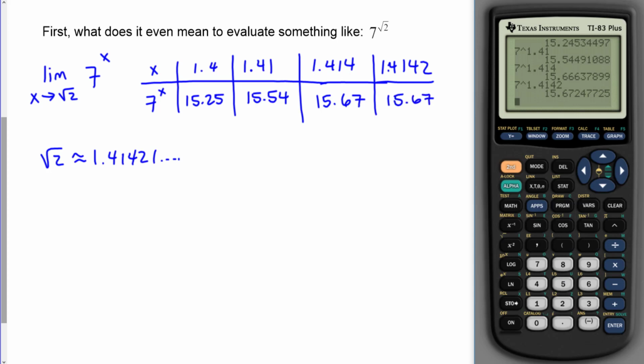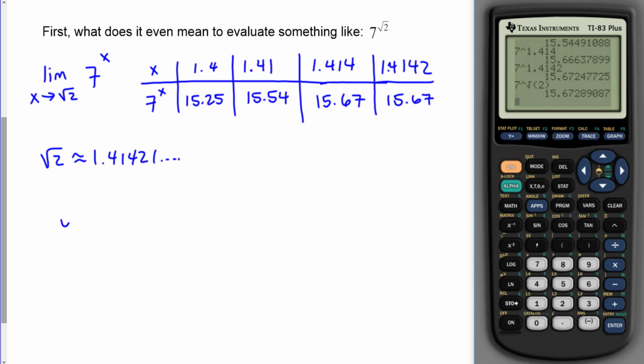Okay, now the original answer we had, 7 raised to the square root of 2, was 15.6728. So we are on the right track here. We're getting closer and closer to this value. But how do we know it's that correct value? How is the calculator coming up with it? Is it doing a limit every single time I want something like this? The answer is no. It's actually got a better way of doing these things.